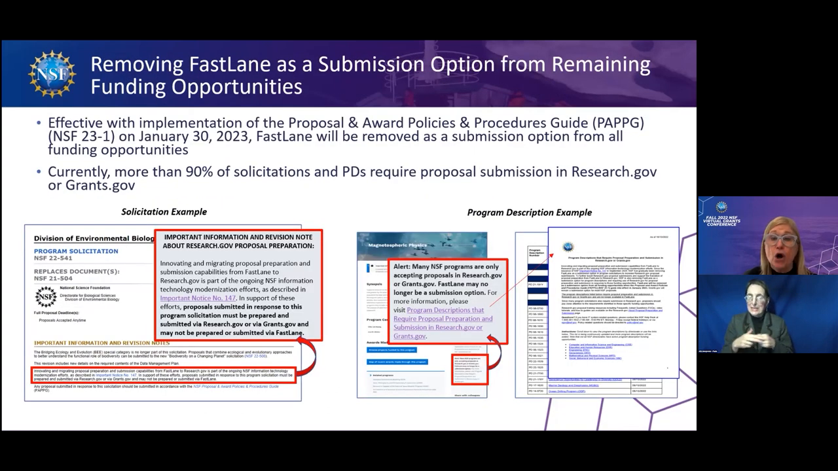Now let's move on to research.gov. I briefly mentioned this in the beginning, and effective with implementation of the PAP guide on January 30, Fastlane will be removed as a submission option from all funding opportunities. Well, the good news is that we feel we're ready for it. We've been preparing for it for years even.